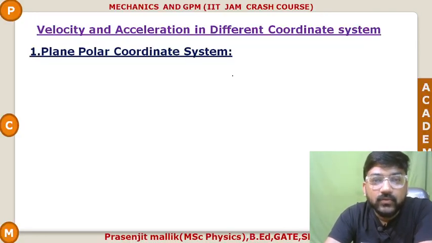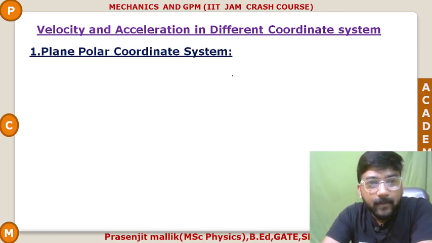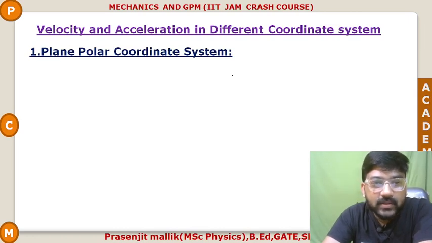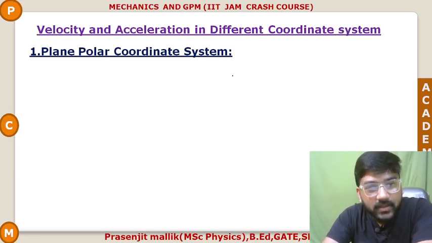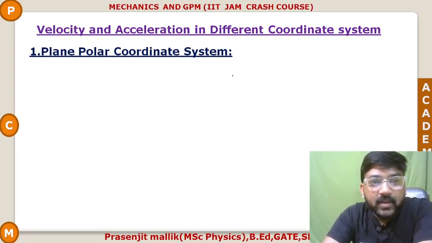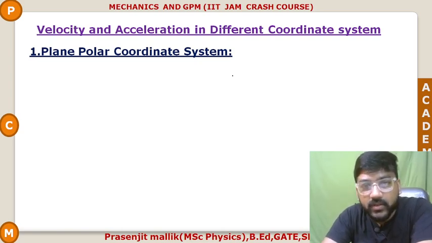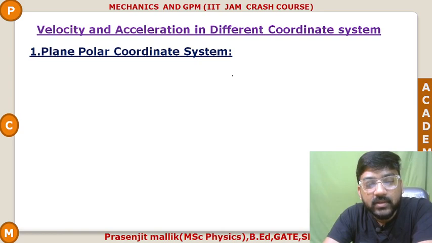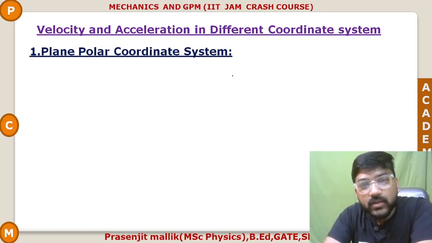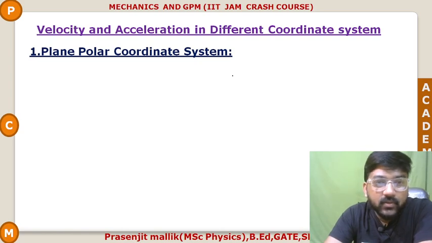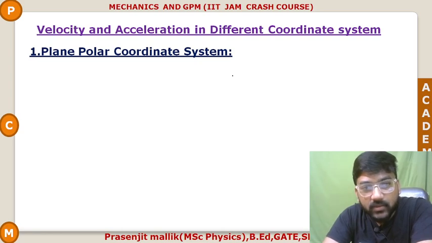First, let us discuss a very important topic, that is velocity and acceleration in different coordinate systems. There are various types of coordinate systems: plane polar, cylindrical, and spherical coordinate systems, and you have to remember the expressions of velocity and acceleration in all 3. According to the syllabus, only plane polar and cylindrical coordinates are there, but you should know spherical coordinates also, though the expression is much more complicated. So let me discuss one by one.